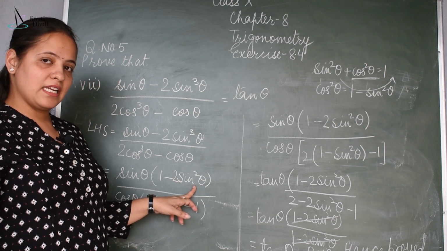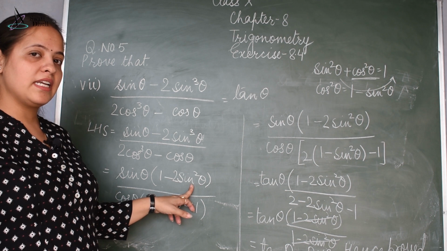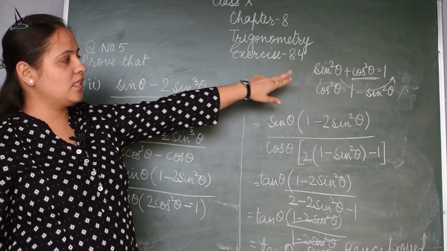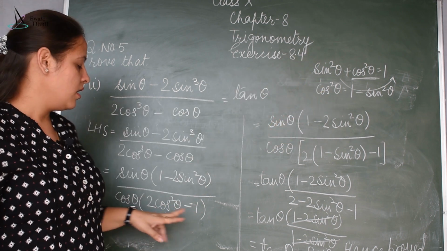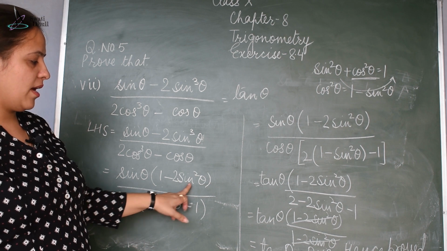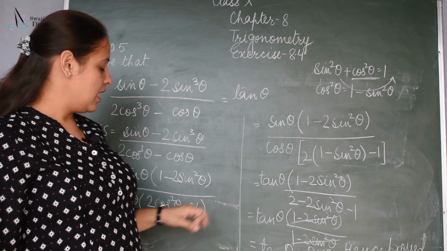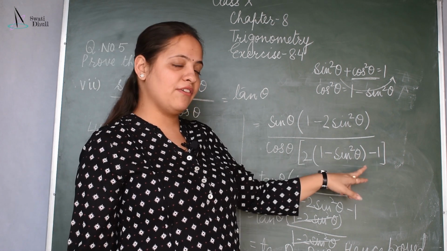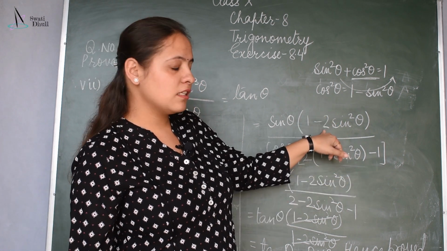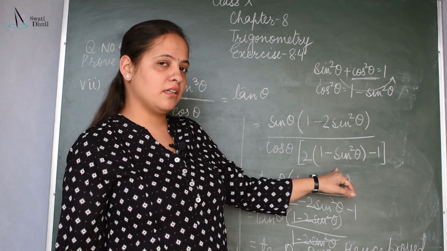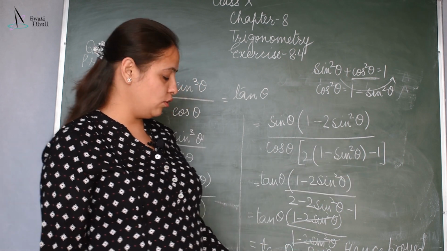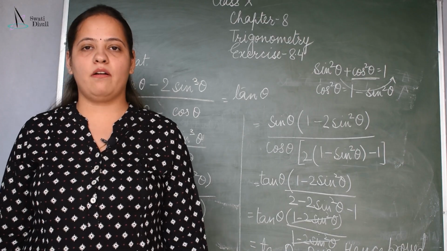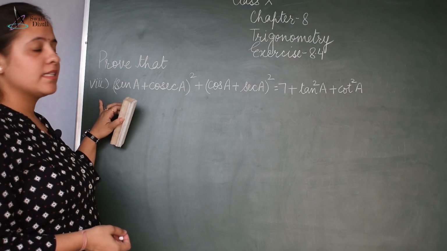Either you change sine into cos, because we have identity in terms of square, that is sine square theta plus cos square theta is 1. So we can change to 1 minus 2 sine square theta as it is, and cos square theta I have changed into 1 minus sine square theta. So simplify it. This term from the numerator and this term from the denominator, they will be cancelled out and you will get tan theta. Now next part is 8th part.